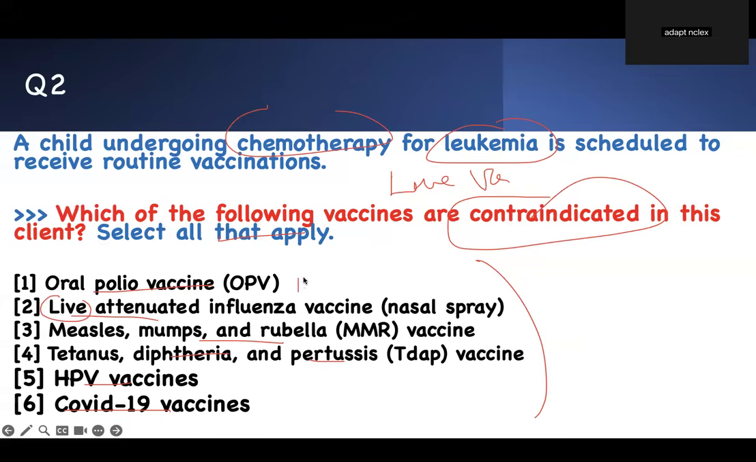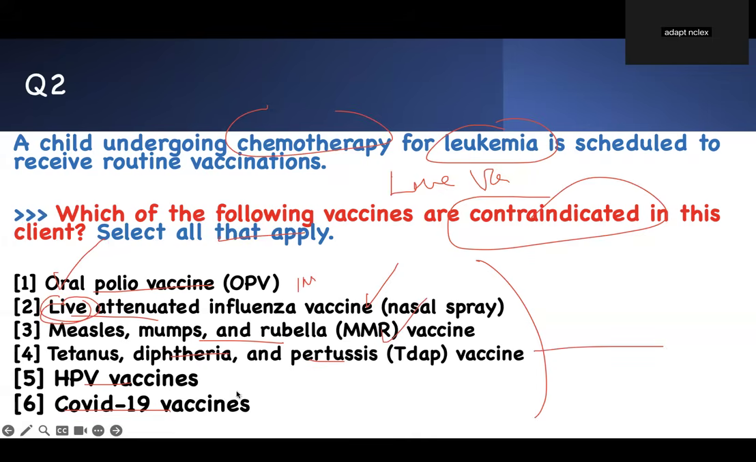Polio, the IM or IPV, is the one that is not live. Therefore, the oral form is a problem. It's a live vaccine. A chemotherapy patient cannot get it. The nasal flu vaccine is a live vaccine. So you pick it, right? It's contraindicated. The MMR vaccine is a live vaccine. You cannot get it. Tdap, tetanus, diphtheria, pertussis, is not a live vaccine.